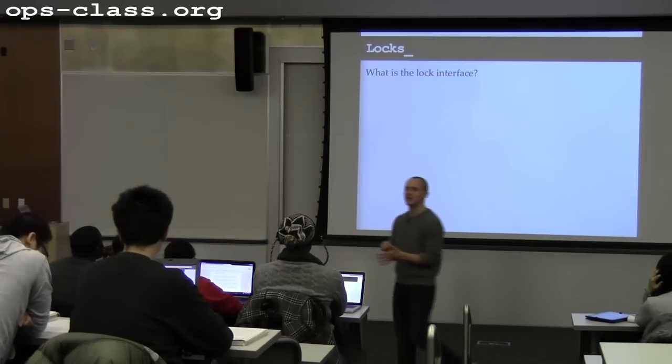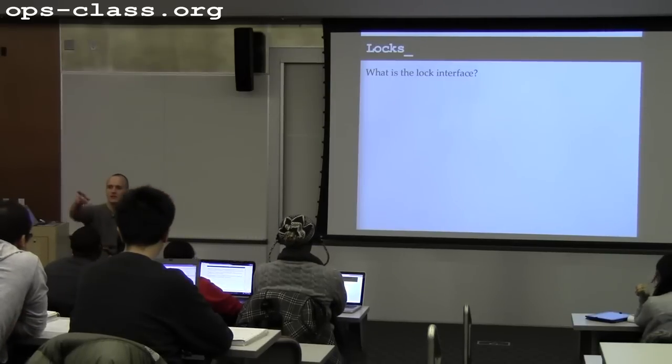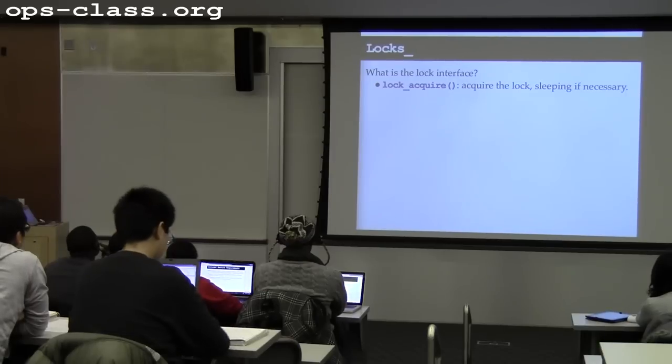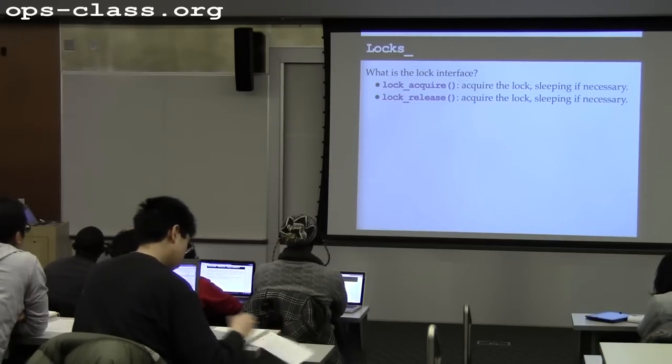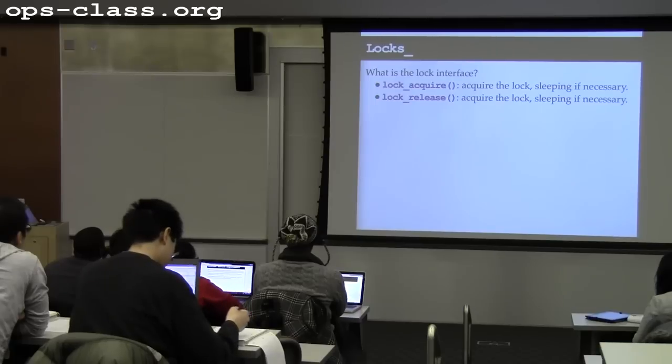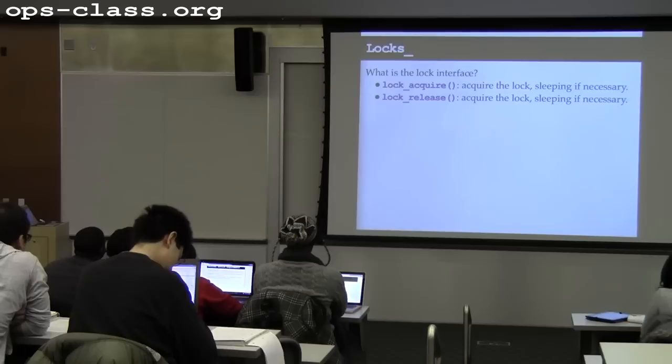What's the interface to a lock? What are the two functions that we use when we use locks? Kevin? Acquire and release, right? Lock acquire will put me to sleep until the lock is available, and lock release will not do that. I remember this bug from last year, and I never fixed it. Sorry. Lock release will release the lock and will not sleep, right?